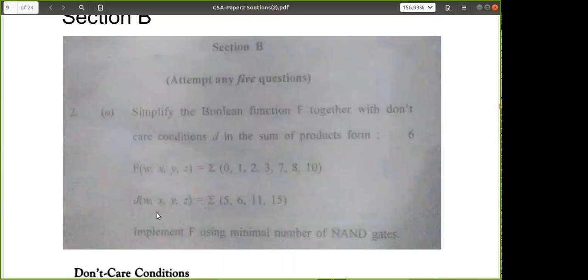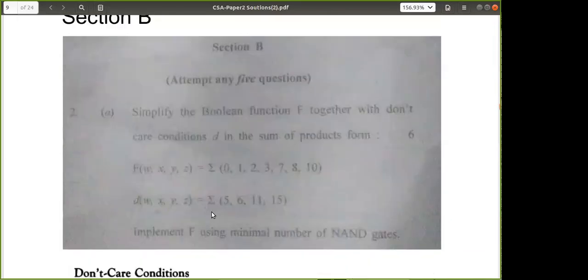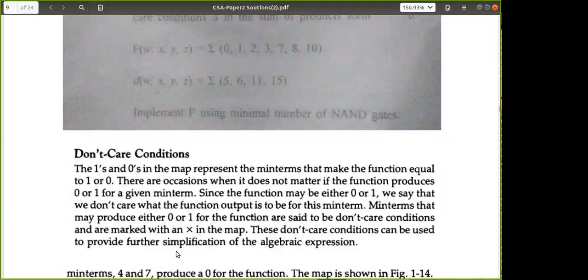K map is a very important question, and it will carry around 5 to 6 marks. Here the issue is that the don't care condition is also given. So what is the don't care condition? First we have to understand what it is. If you see in the Morris Mano book, the don't care condition means it could be zeros or ones.